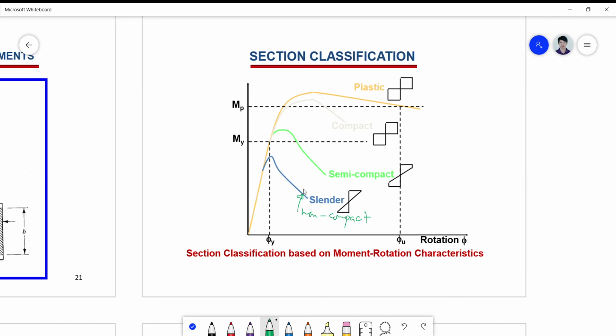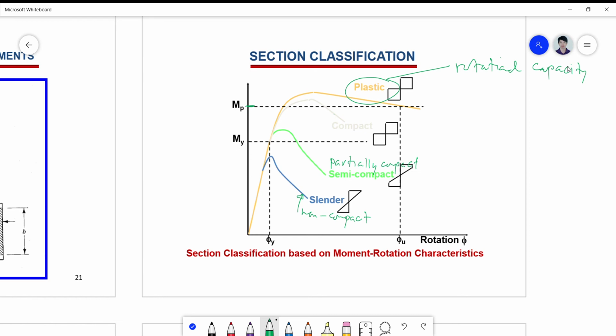Kaya kung natatandaan nyo yung pinag-aralan nyo nung college, non-compact tsaka compact section lang yan. Yung semi-compact, ito yung partially compact sa iba. Okay? So, itong compact, malapit ka sa plastic. Anong kaibahan ng compact sa plastic? MP lang yan eh. Parehas lang eh, di ba? Ang kaibahan nito class, this can give you rotational capacity.